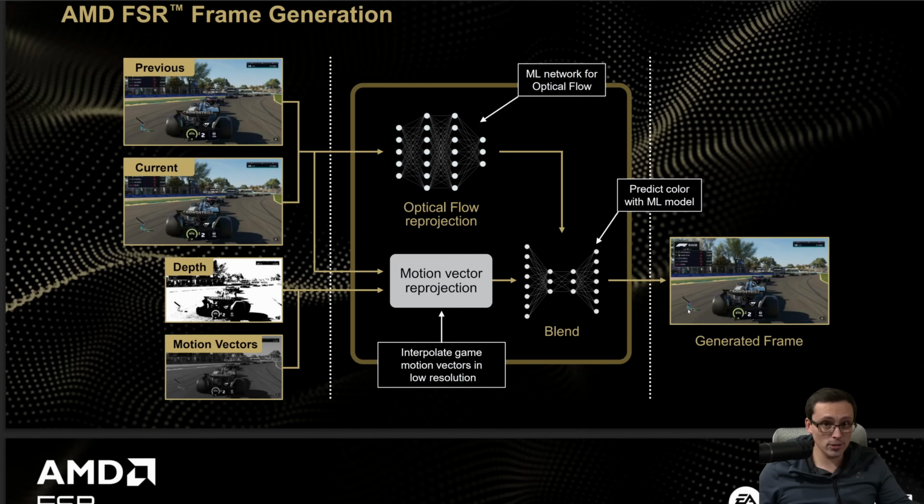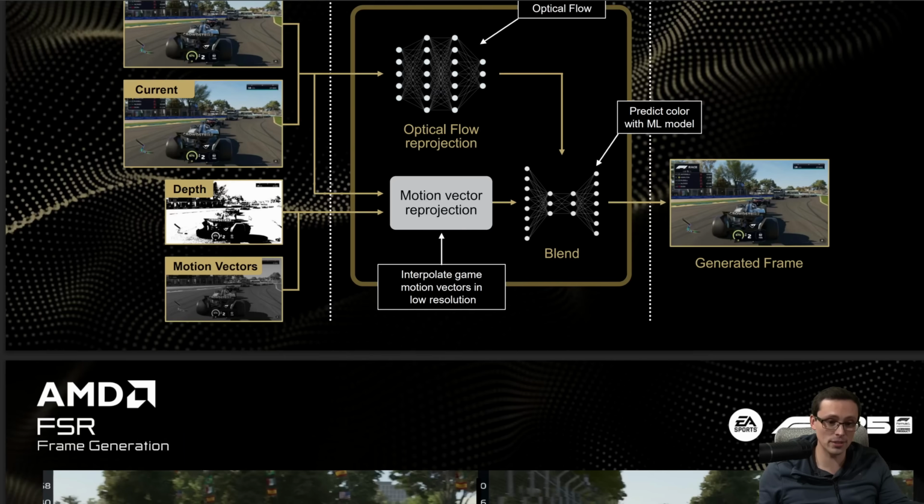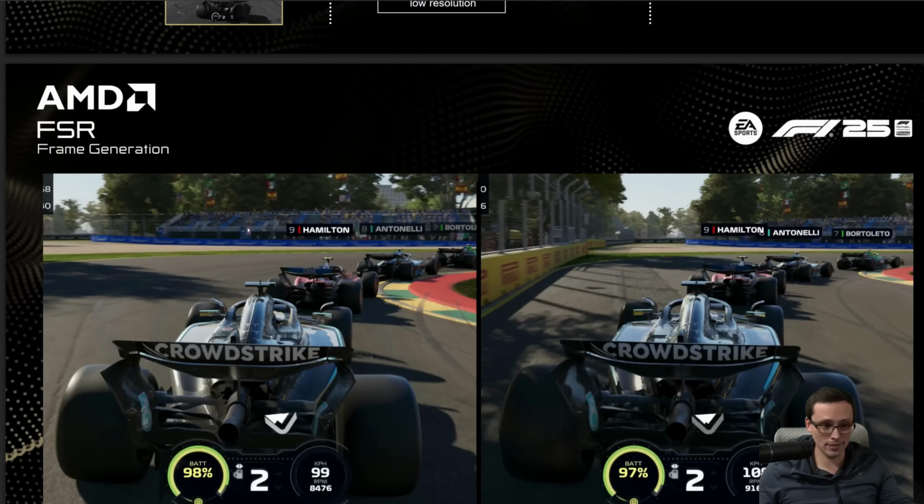So just like usual, there is a latency penalty because you're having to buffer the current frame before displaying it to display the generated frame, which sequentially happens in between these frames. So you generate a frame that goes in here rather than displaying the current frame. So that's why frame generation has a latency penalty.